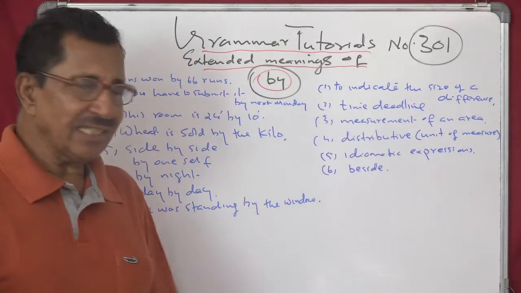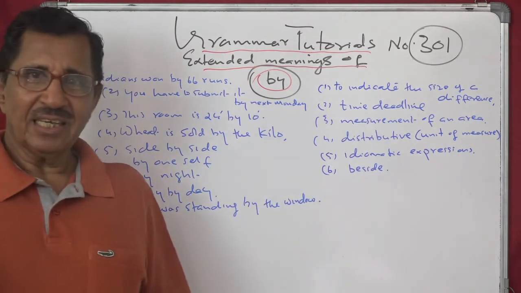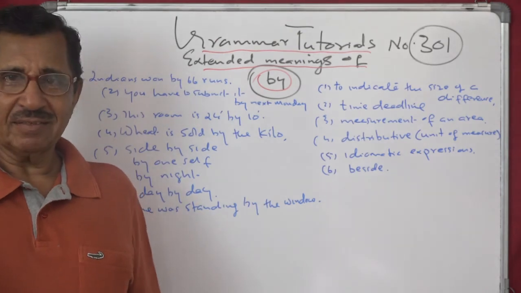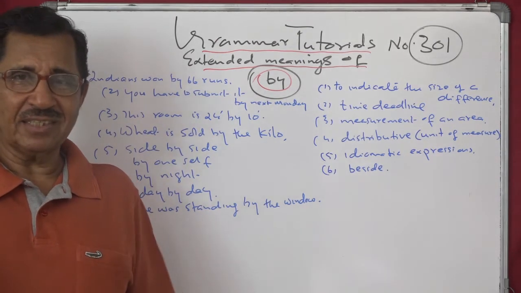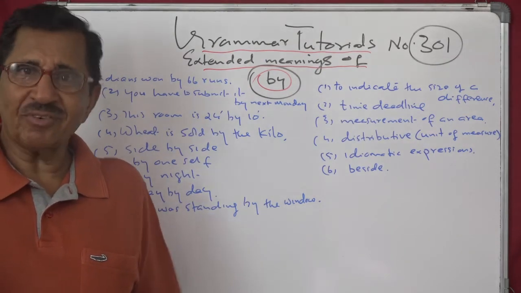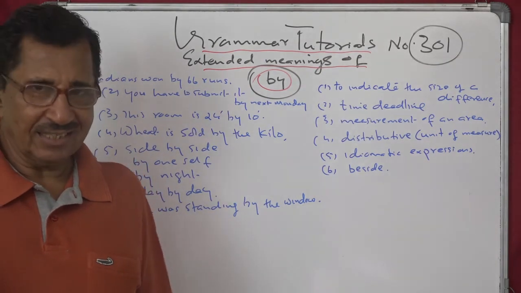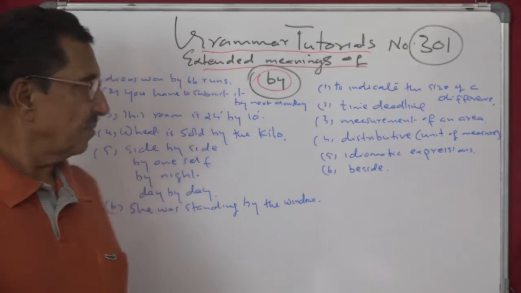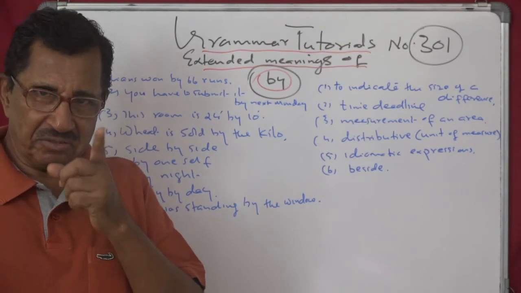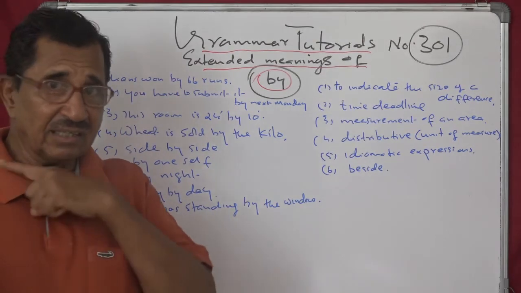To indicate the size. As we said, he lost by 2 runs. He won by 2 runs. He got it by 2 runs. He defeated him by 2 runs. 3 runs, 4 runs, 5 runs, 6 runs. Games. Yes. Time deadline. Very often we say, bring it by tomorrow. Otherwise I will cut your throat.